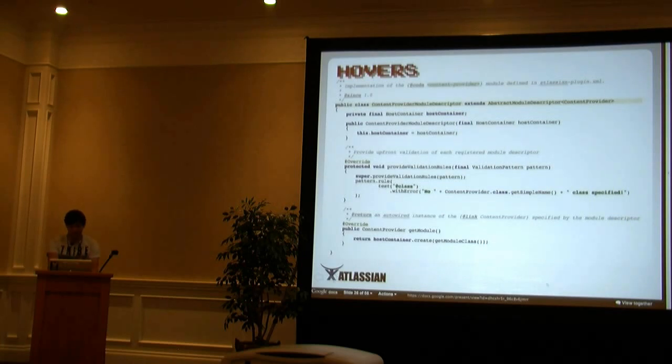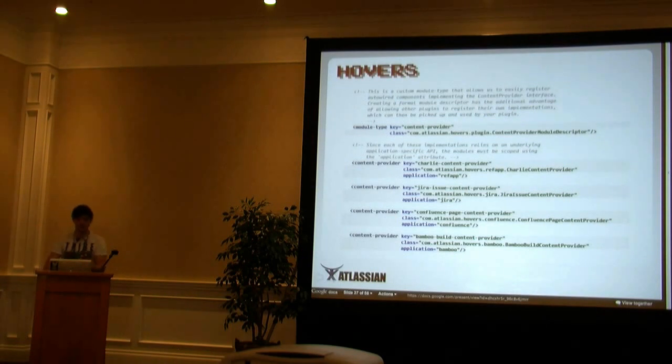So this is just a nice sort of mechanism for providing feedback to developers that they're not doing something quite right. So once we've got that module descriptor implemented, we just need to register that module type in our Atlassian plugin XML file. So here we're registering it. We're providing the content provider key, which is just a memorable key for developers to extend it with, and specifying our module descriptor class.